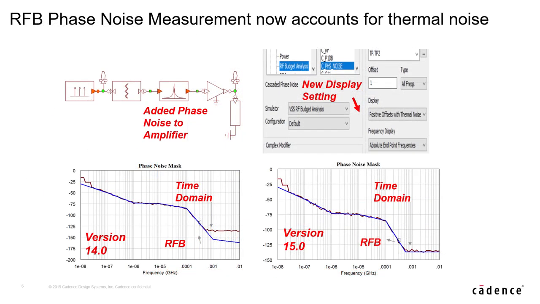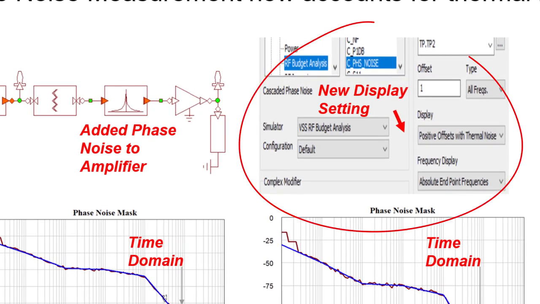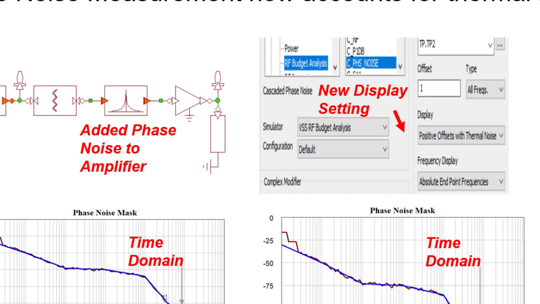An option to account for thermal noise on phase noise is now available in 15.0. What this amounts to is that you will now get the same results for overall phase noise mask measurement in time domain as in RF budget measurement. You'll now see in the RFB phase noise measurement settings that a new display parameter has been added to accommodate for the impact of thermal noise.